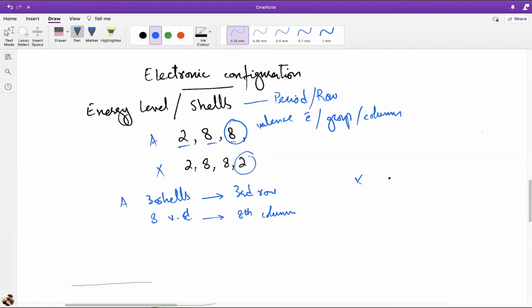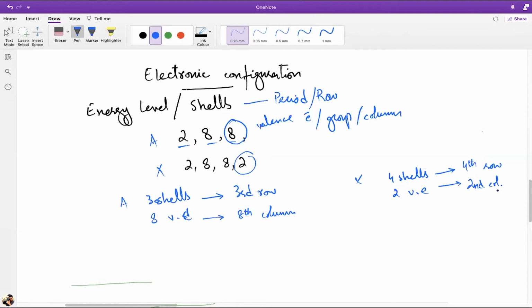X over here has 4 shells, and it has 2 in the last shell. So 2 valence electrons and 4 shells in total. It's going to be in the fourth period or fourth row of the periodic table, and it's going to be in the second column of the periodic table. So you can find out that it's going to be over there.